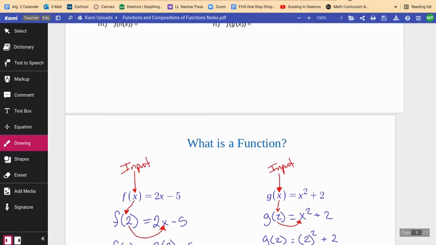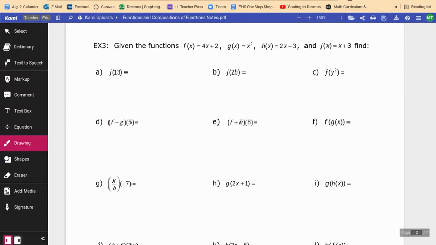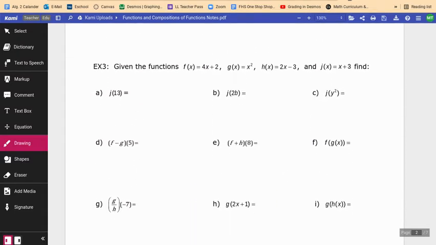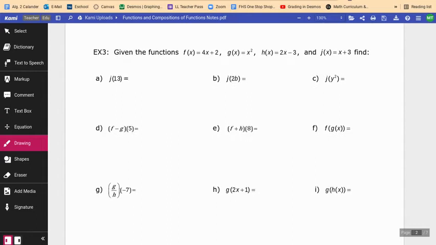Okay, so I'm going to kind of bounce around on my notes and start off with what I feel like are some of the easier things. So we're going to look at first A, D, G, and E.